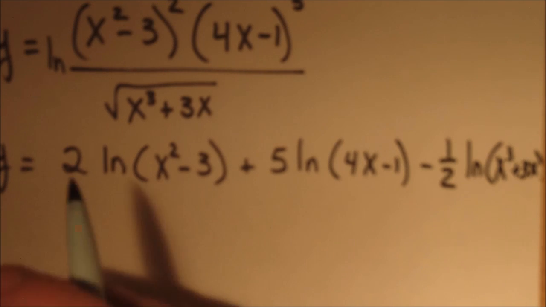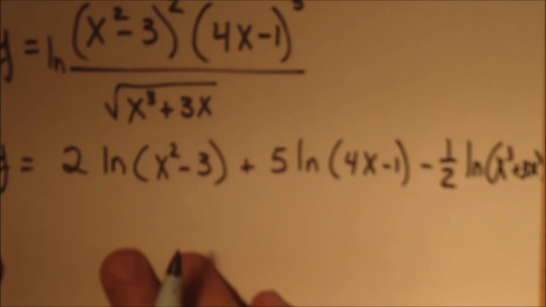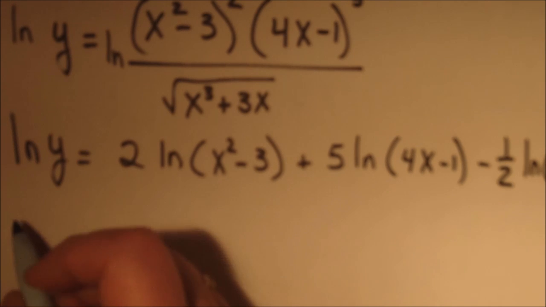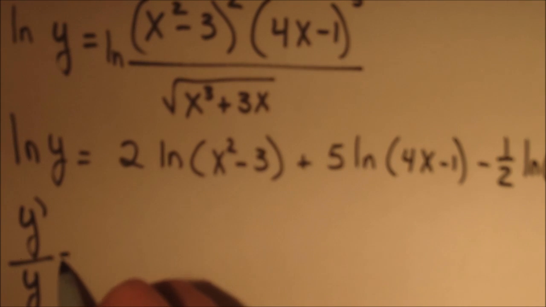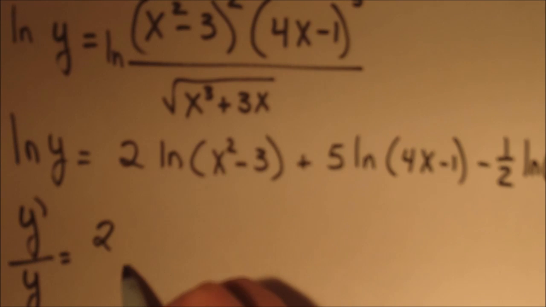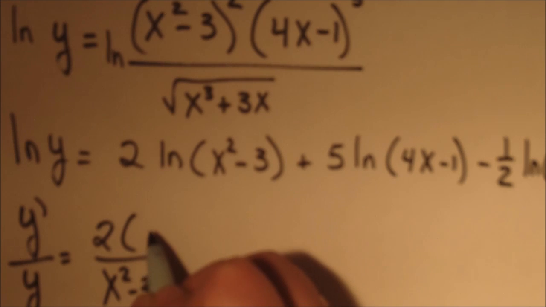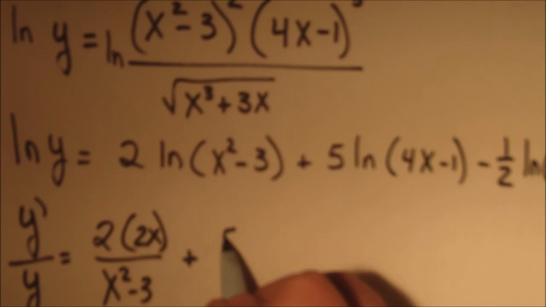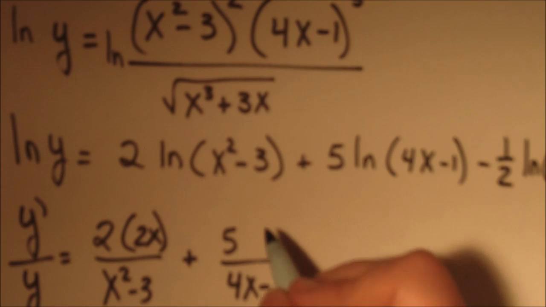And remember, when I take the derivative of y, y is a function of x. So the derivative of the natural log of y is actually y prime over y, right? It's the reciprocal of y times y prime. All right, then this derivative would be 2 times 1 over this. Derivative of the inner is 2x plus 5 times 1 over 4x minus 1.